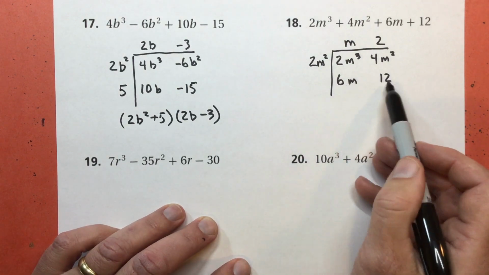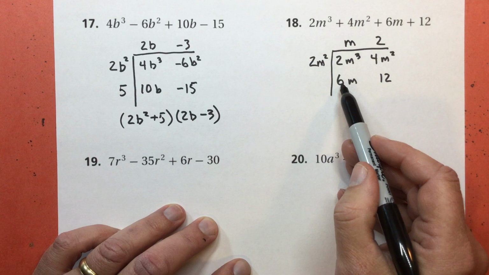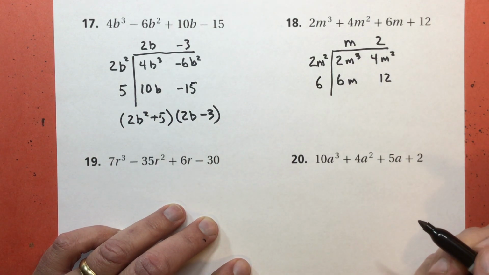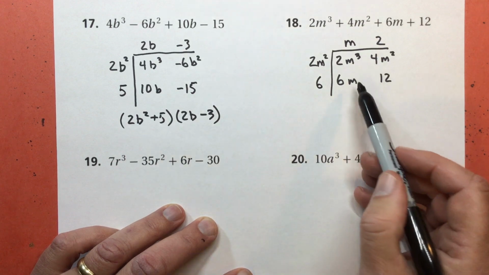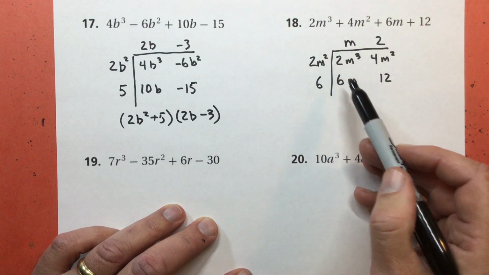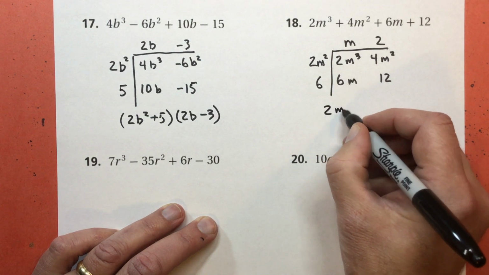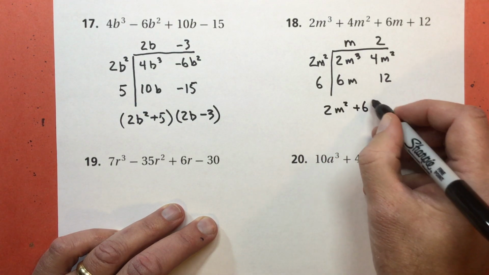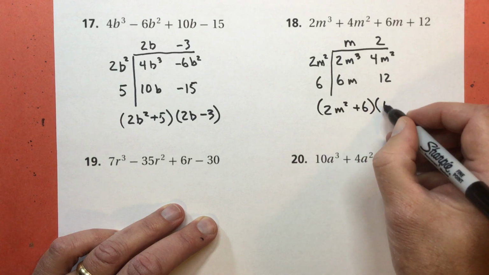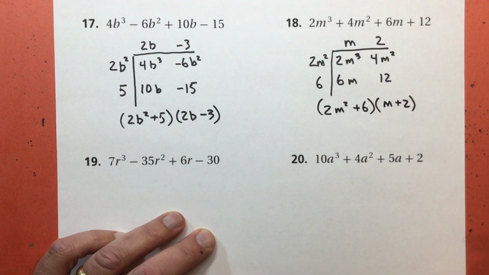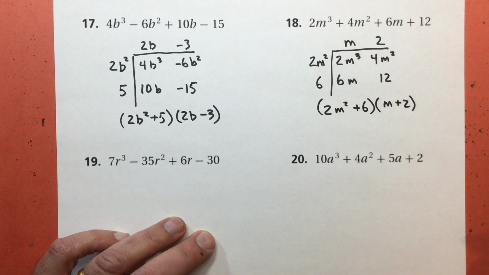What do these two have in common? This is 6 times 1, and that's 6 times 2, so I can bring out a 6. So 6 times m is 6m, and 6 times 2 is 12. So I get 2m to the second power plus 6 times m plus 2. But wait, there's more. Did you catch it?